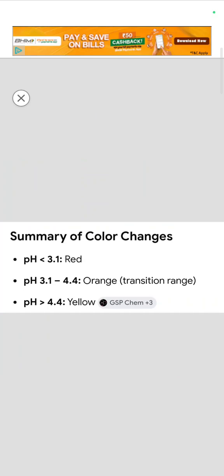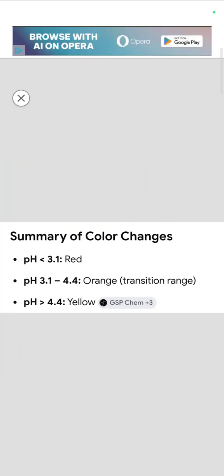When the pH is less than 3.1, the color of the methyl orange is red. When the pH is 3.1 to 4.4, the color becomes orange. When the pH becomes greater than 4.4, the color changes to yellow. And above that, in the basic solution also, the color of the methyl orange becomes yellow. So this is the color change of methyl orange indicator. You have to remember.